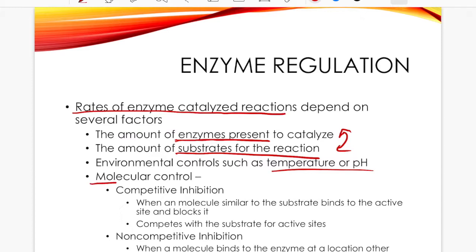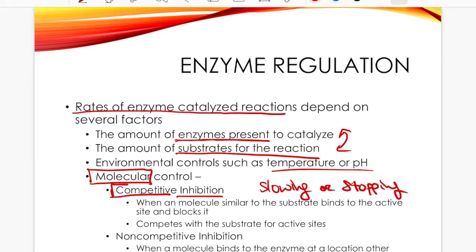And then there's molecular control. Molecular control is when molecules are affecting the rate of enzyme function. We're going to talk about several different types of molecular control, but molecules affect the way the enzyme regulates. So let's first talk about competitive inhibition. Inhibition is slowing or stopping something. So if something is being inhibited, it's being slowed or it's being stopped. In this case, we're talking about slowing or stopping the enzyme reaction.